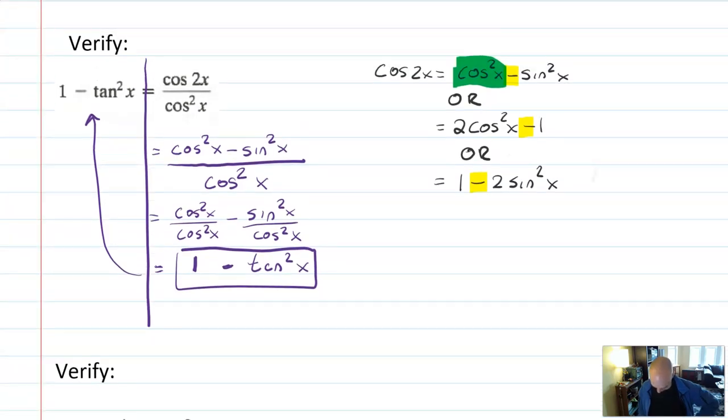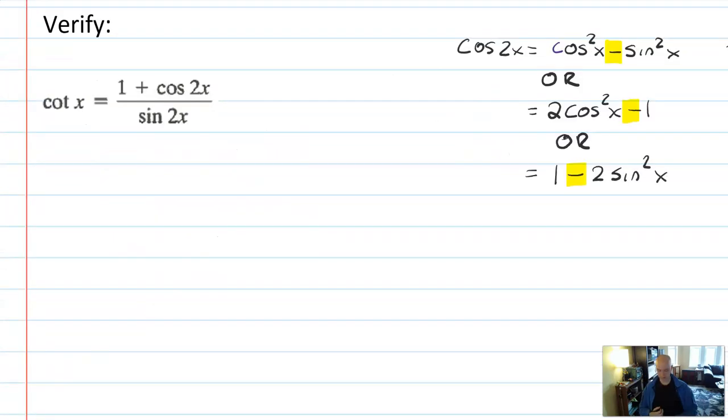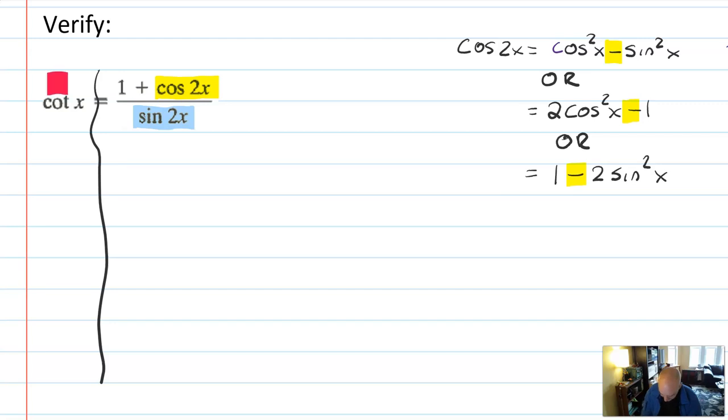Okay. One more problem. I'm going to do a little copy here. Okay, so we're going to verify that cotangent of x is equal to 1 plus cosine 2x over the sine of 2x. This one's going to be perhaps especially tricky because I have two double angle identities that I'm going to substitute in. Also, it's maybe tricky because the left side isn't giving me a lot to work with, so I'm only going to really be able to work with the right side unless I get really creative.